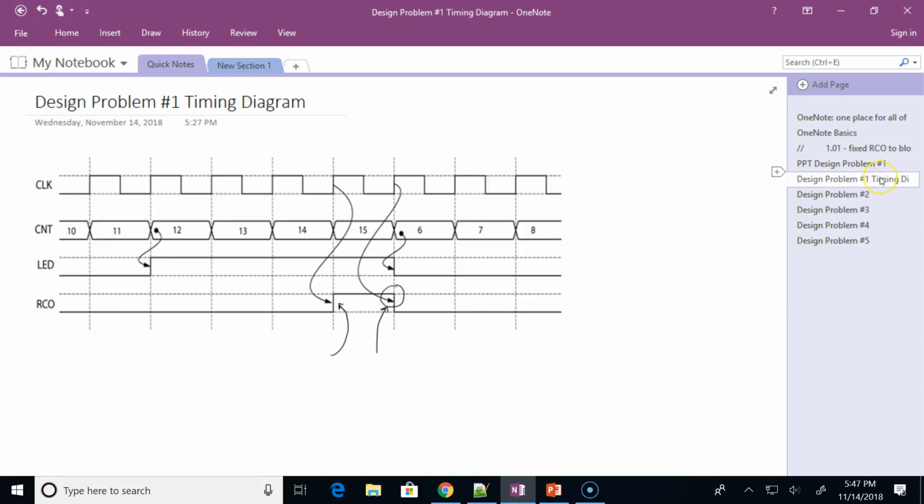And once again, I think you can see that in the timing diagram. Once that value hits 12, that LED turns on, and there's the phone ringing.